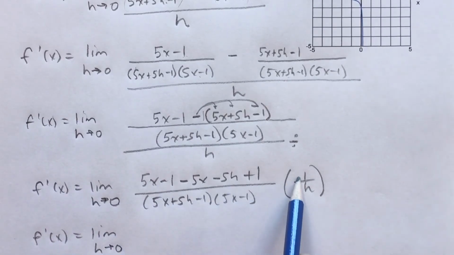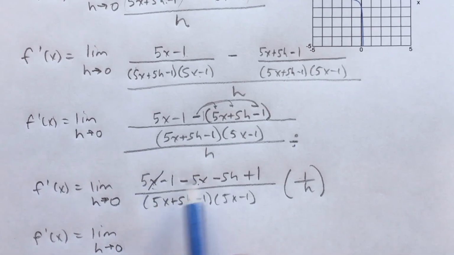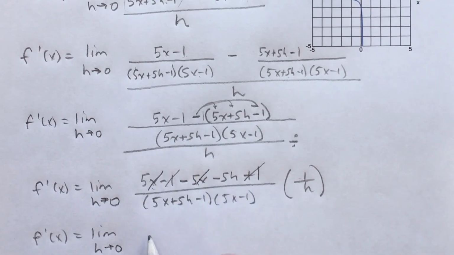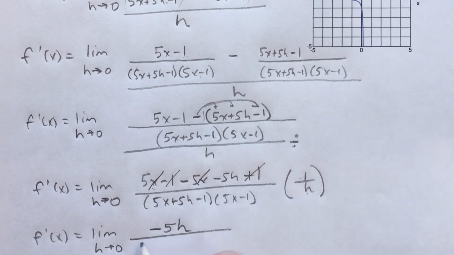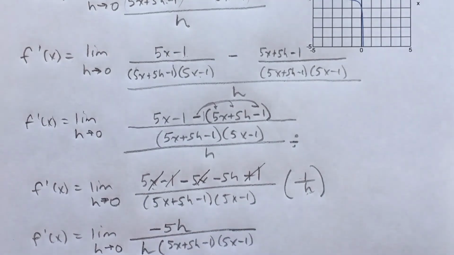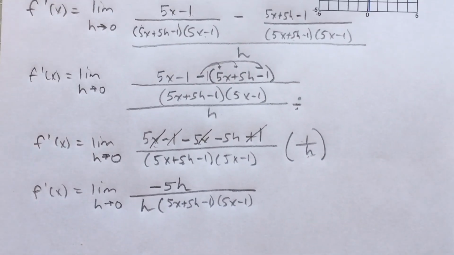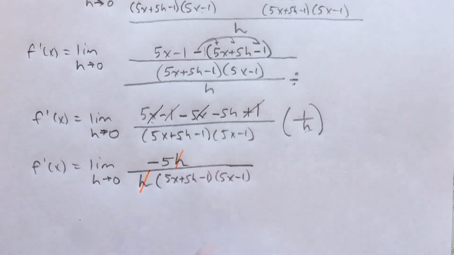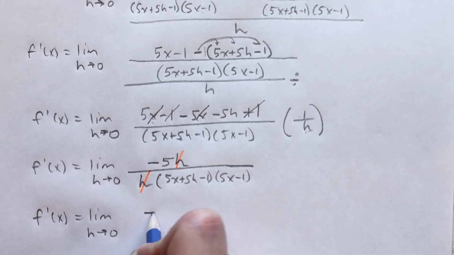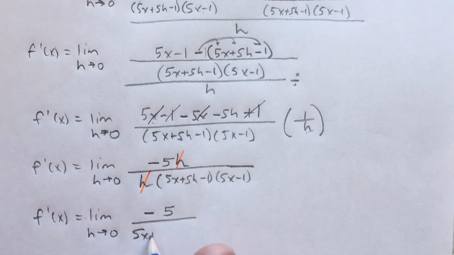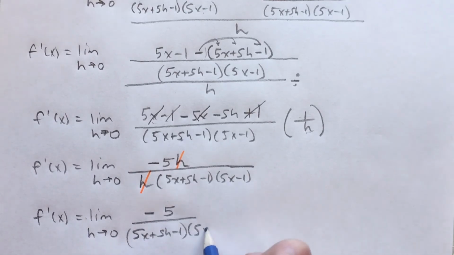Okay, so let's look at the numerator here. 5x minus 5x is 0. Negative 1 plus 1 is 0, so the numerator is just left as negative 5h over this h here, which I'm going to bump out front, a monomial term, times this trinomial term, times this binomial term. And it's this problematic h that we want to divide out, and we're now able to do that. So those h's divide out. So now we've got f prime at x equal to the limit as h approaches 0 of negative 5 over 5x plus 5h minus 1 times 5x minus 1.